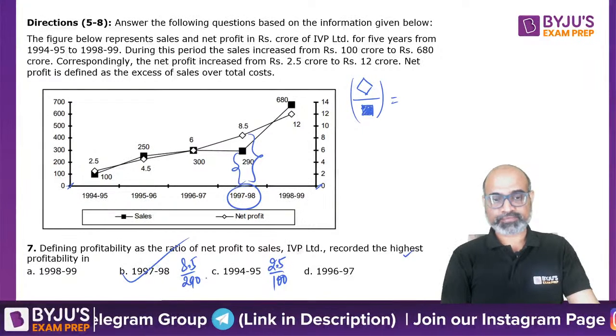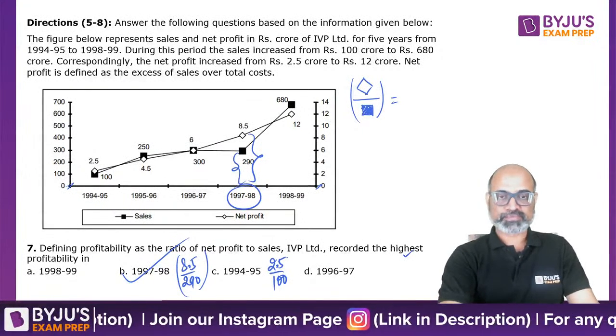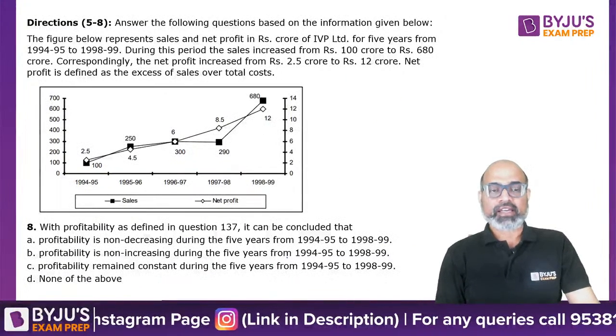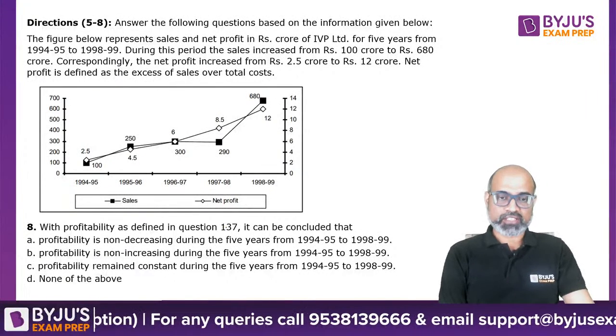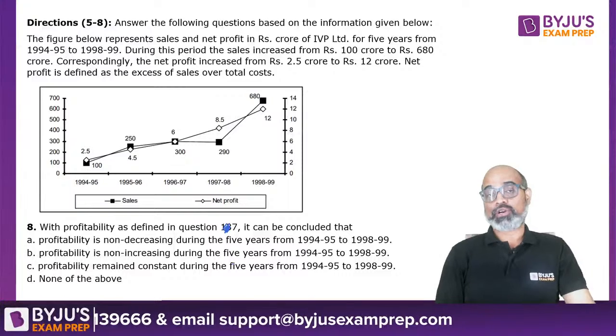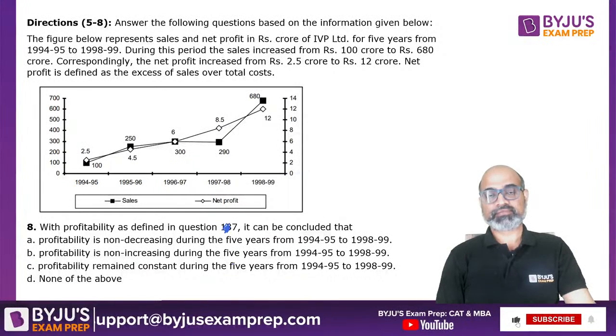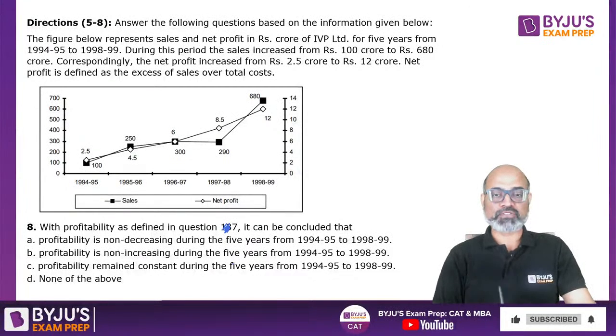Got it? So the answer is B and not any other option. Next, with probability defined in question 7, sorry, it's not 137, it can be concluded that. So we will have to check every option one by one.